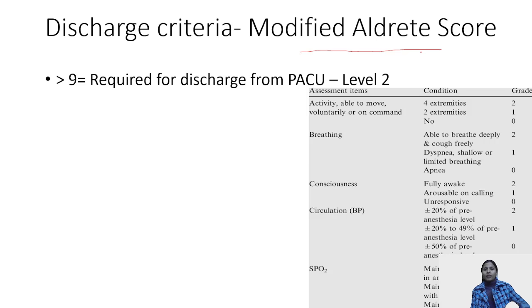Out of all these parameters, if the score is more than 9, it means that the patient can be easily discharged from the PACU to level 2. I repeat, you check the consciousness, the activity, your vitals, that is your SpO2 is checked, your breathing is checked, and your circulation is checked.